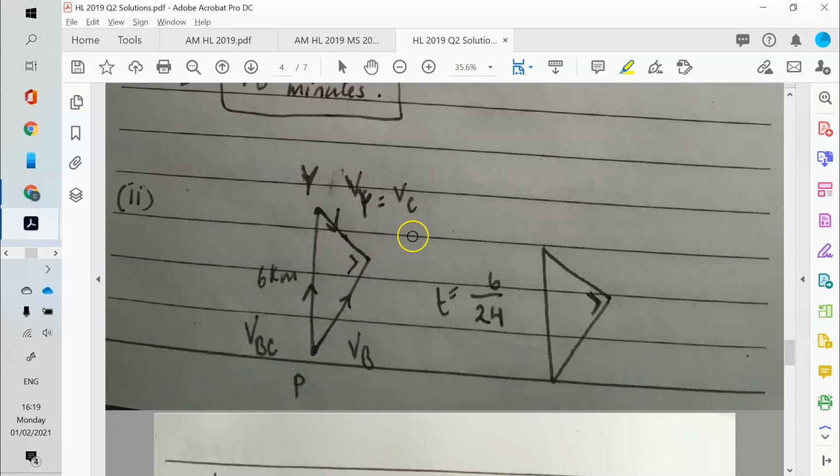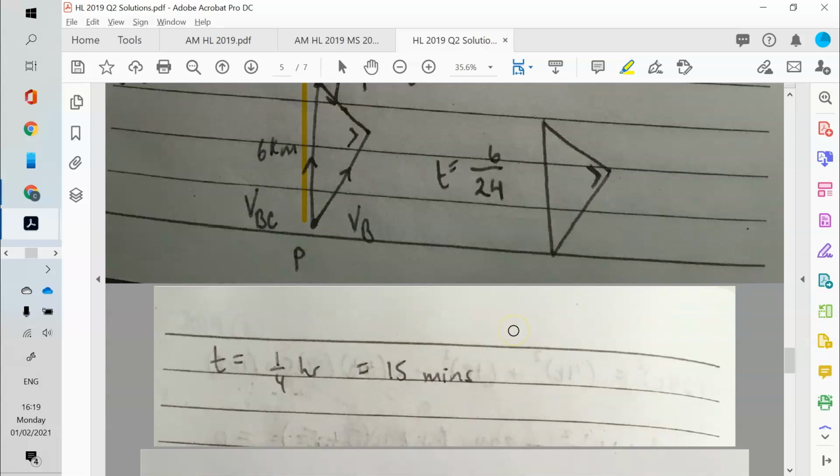We recognize this as a right angle triangle, and it takes time t to do this. Looking at the relative velocity of the boat to the current, which we have calculated up above, its speed is 24 kilometers per hour. The relative path is due north, 6 kilometers. So we need to cover 6 kilometers at a speed of 24 kilometers per hour, and that will take us 1/4 of an hour, or 15 minutes.